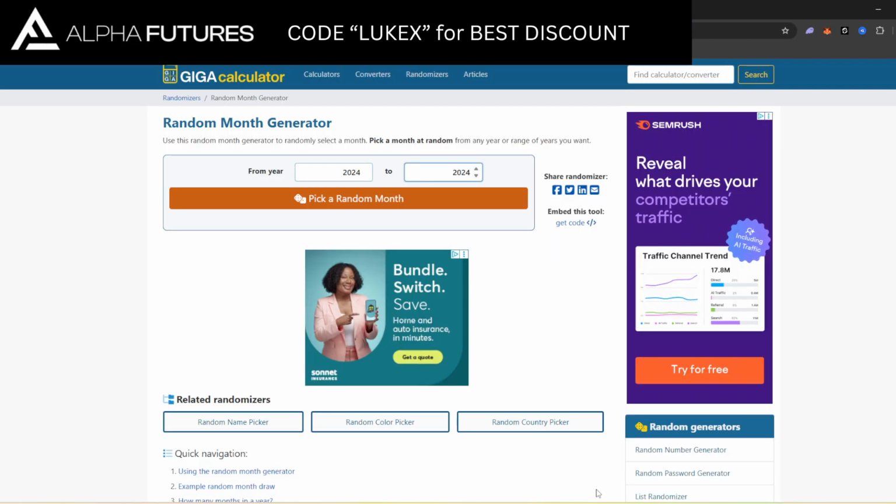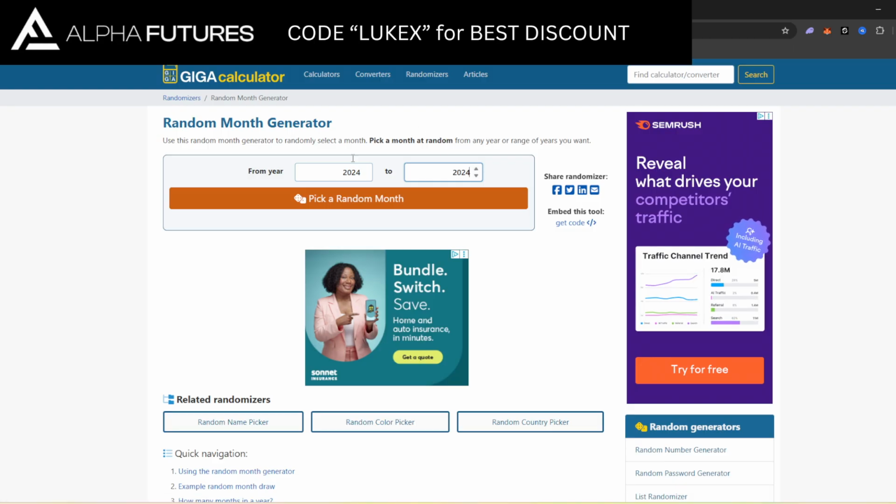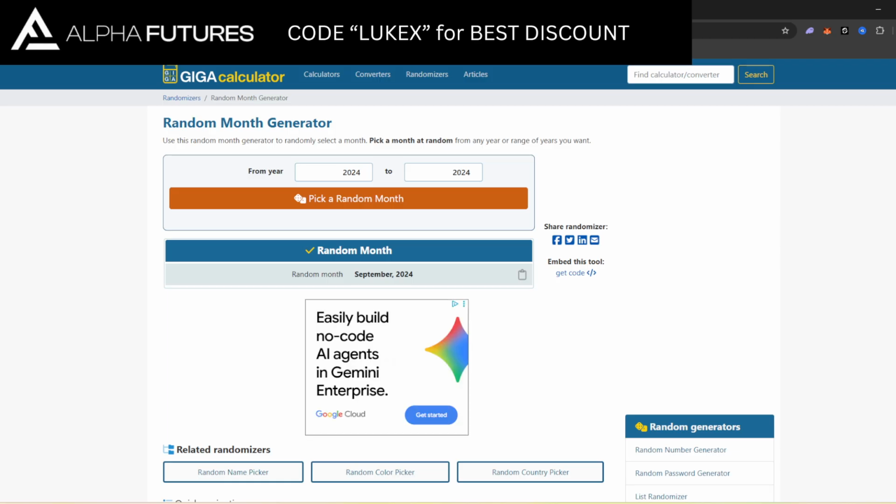Luke here. Today we're going to run through another backtesting session. Just decided to pick a random month from 2024. Going to mainly just focus on continuations. So let's see what we get here. So we got September 2024. So I'm going to run through that really quick.